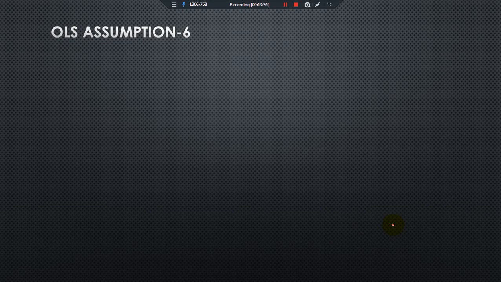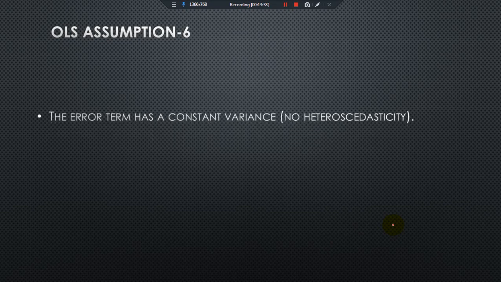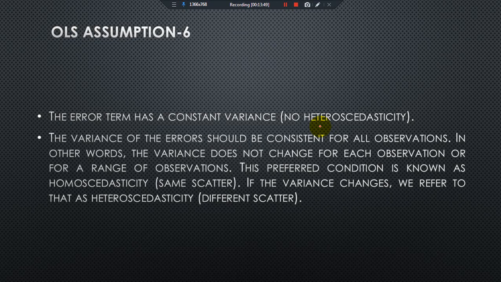Sixth assumption. While talking about the sixth assumption, the error term has a constant variance. When the error term has a constant variance, this means that there is no heteroscedasticity. If the error has a constant variance, then we call it homoscedasticity. The variance of the error should be consistent for all the observations. In other words, the variance does not change for each observation or for a range of observations. This preferred condition is known as homoscedasticity, same variation or same scatteredness.